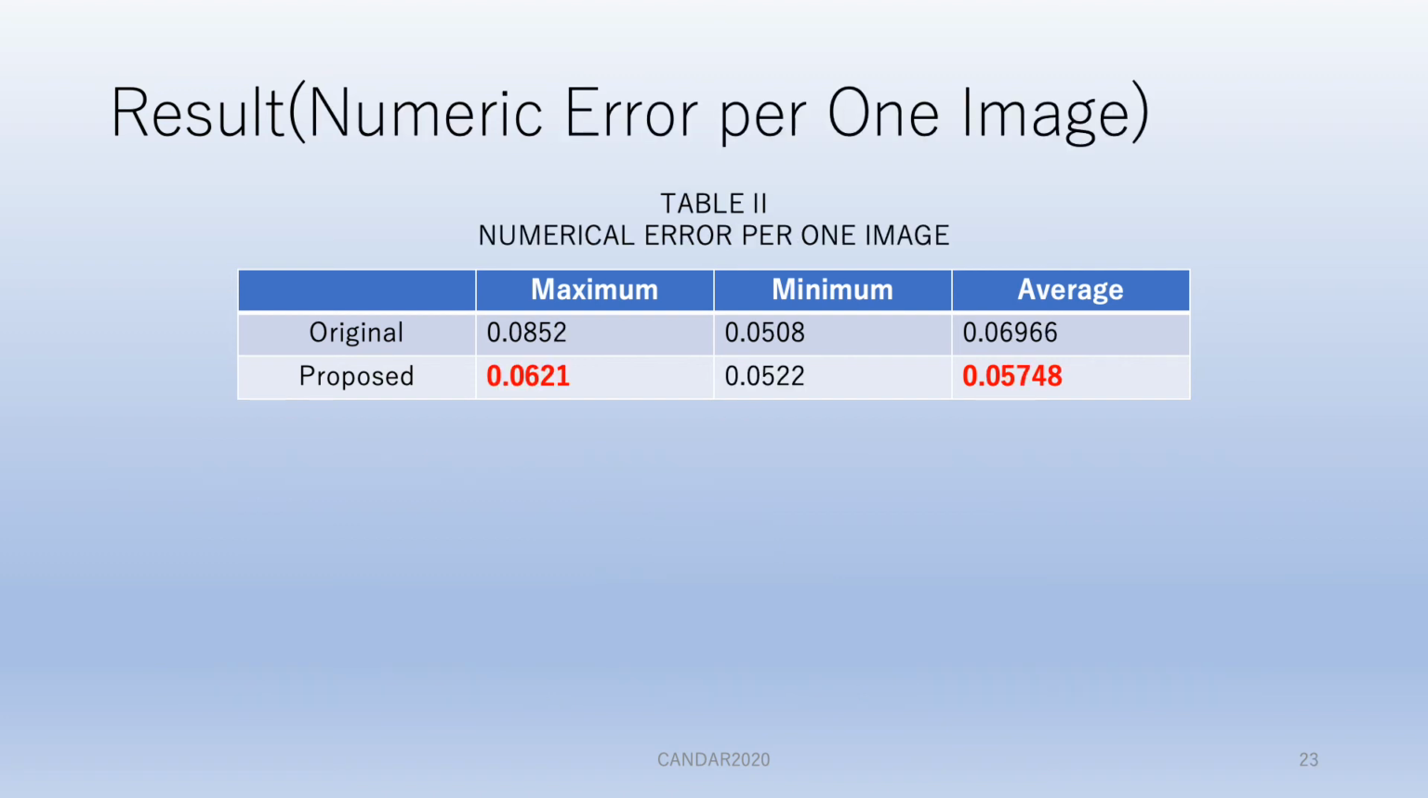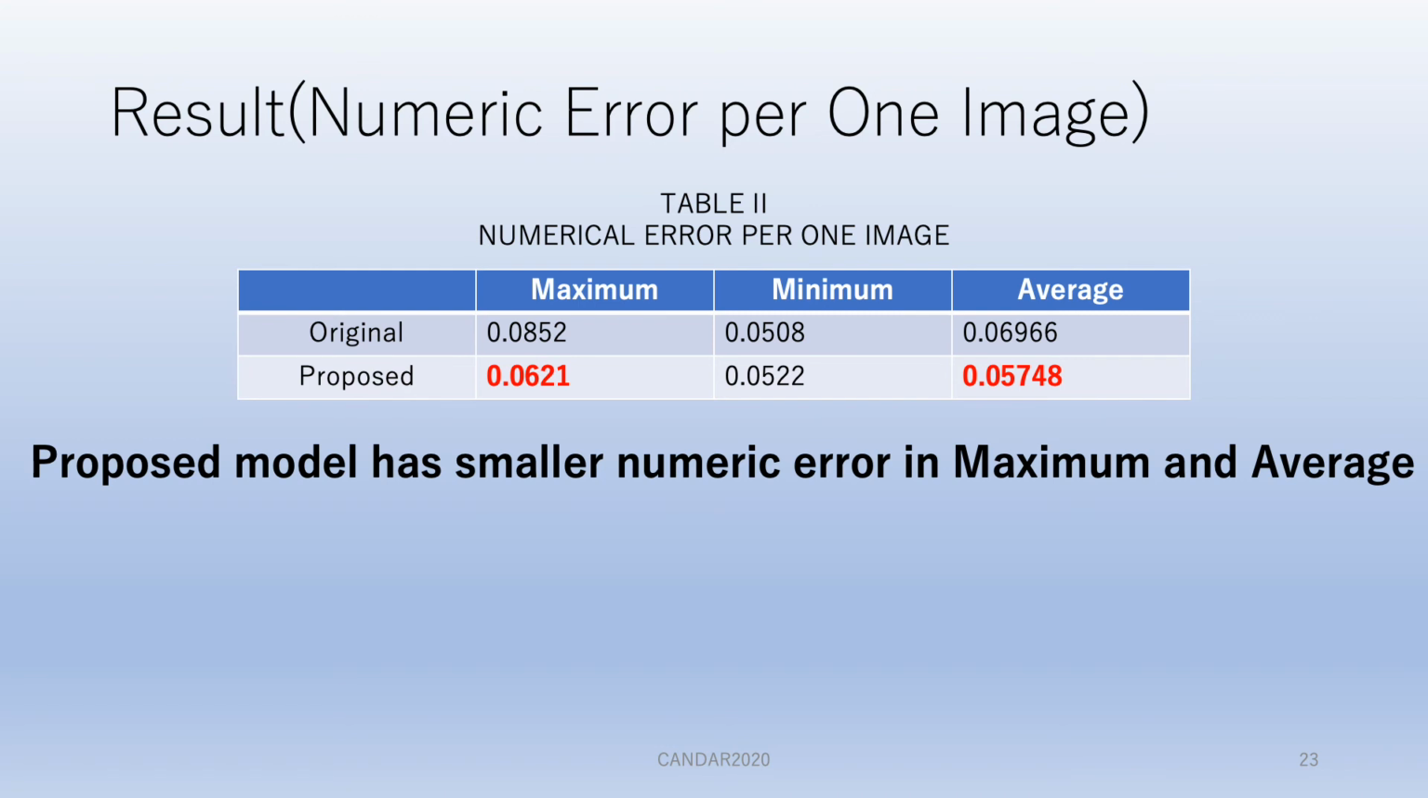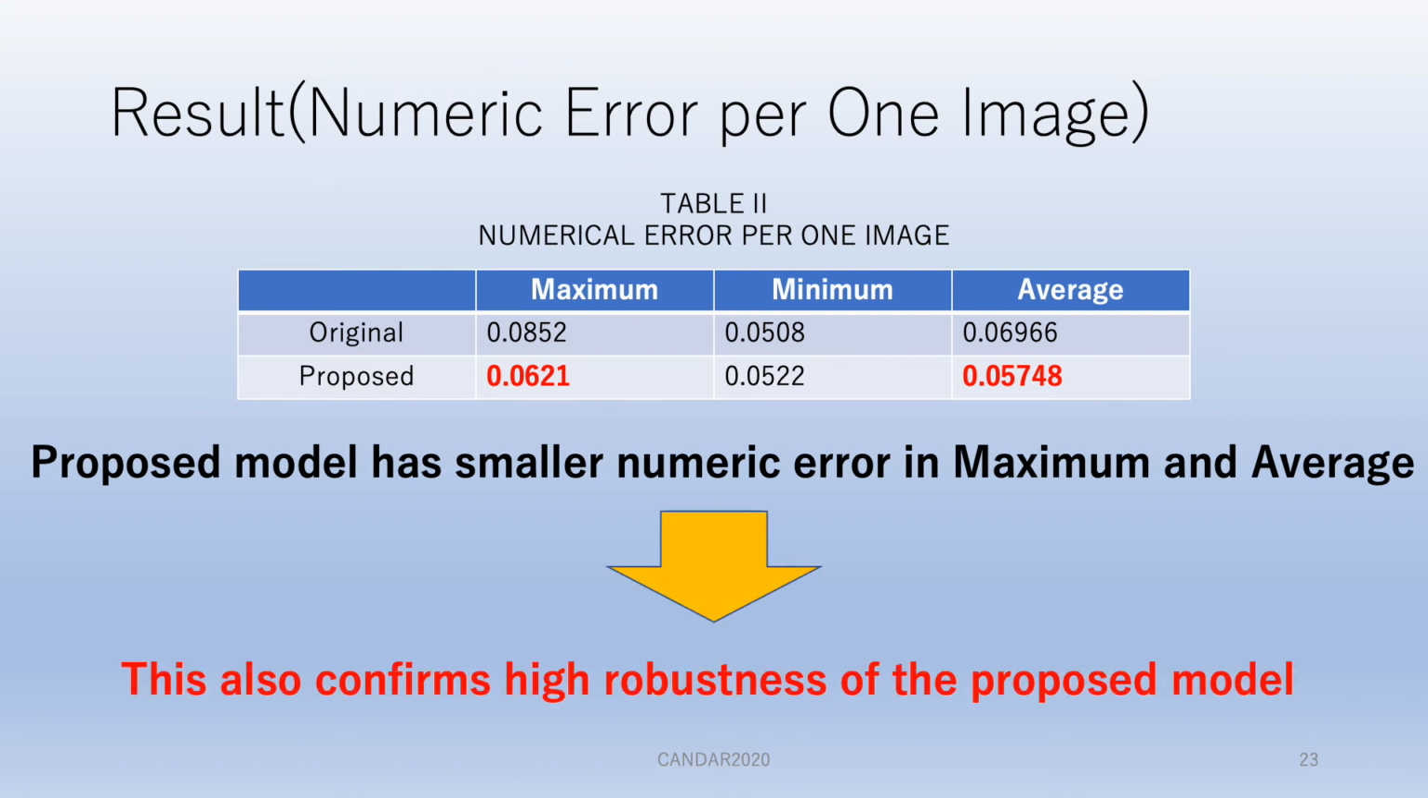Here, I'll talk about the result of numerical error per one image. The average numerical error per one image was compared in Table 2. From Table 2, at maximum and average, it can be seen that the average numerical error is smaller in the proposed model. This result also confirms the high robustness of the proposed model.